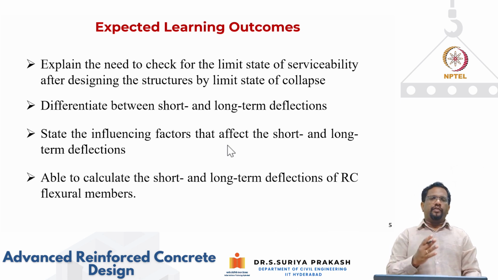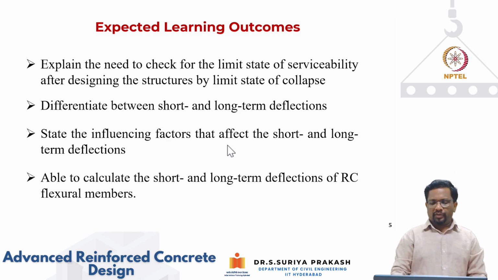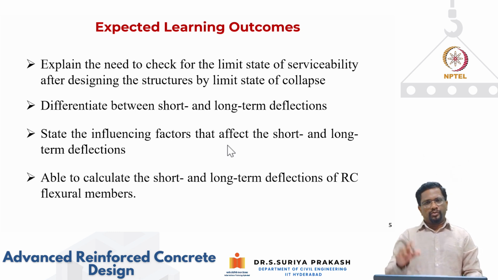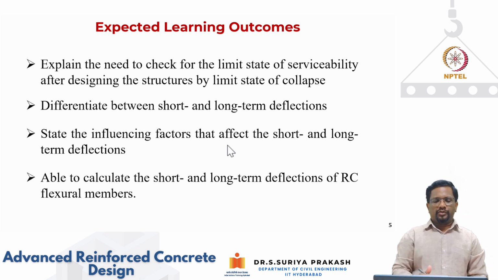And we have short-term and long-term deflections. The student should be able to differentiate between short and long-term deflection. The student should also be able to state the factors that influence these short-term and long-term deflections. And we are also going to go through an example problem. After going through the example, the student should be able to calculate, for any given cross-section or member, the short-term and long-term deflections for RC flexural members.